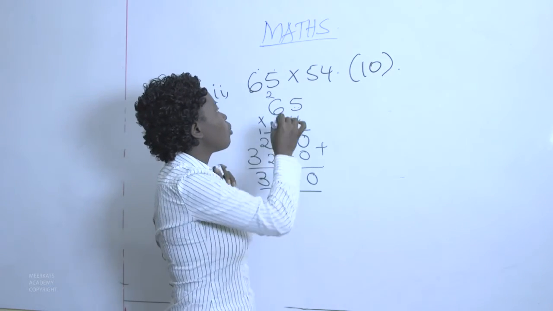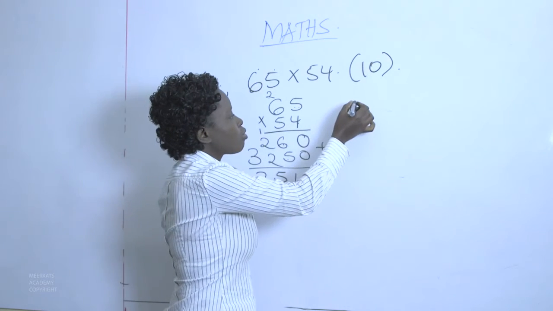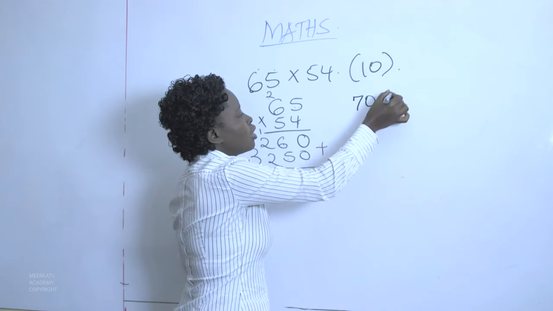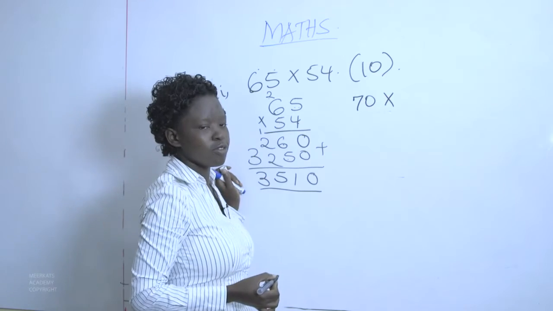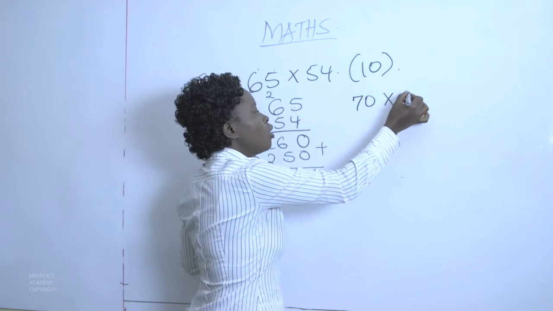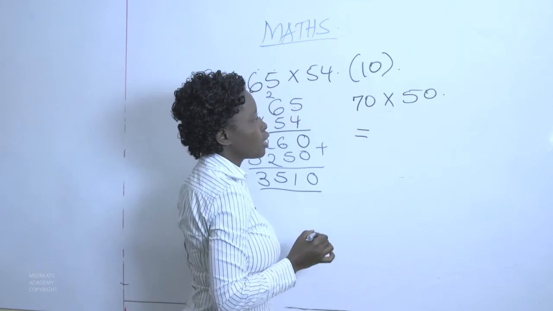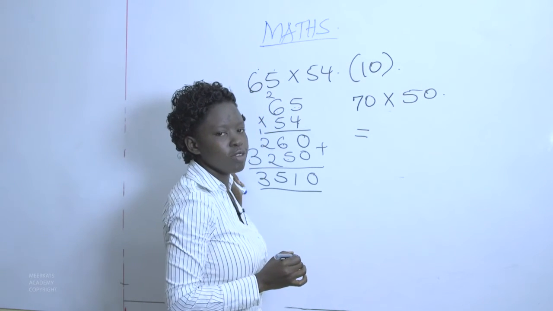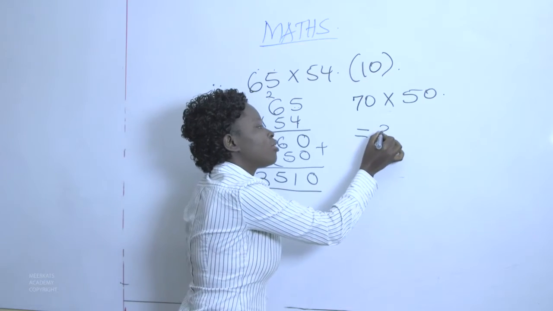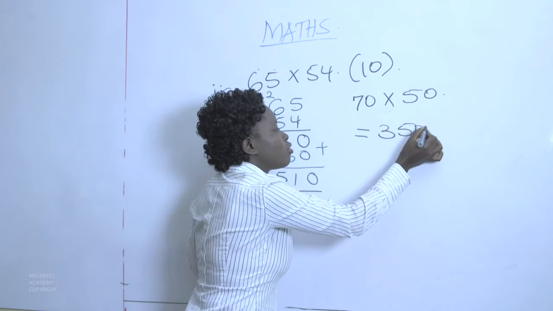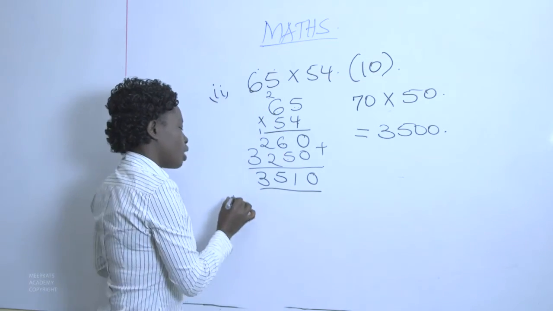5 will round our figure up so that we have 70. Then multiplied by 54, 4 rounds our figure down so that we have 50. So in rounding, we get 70 times 50, and 70 times 50 is 3,500. Then how do we get the error?